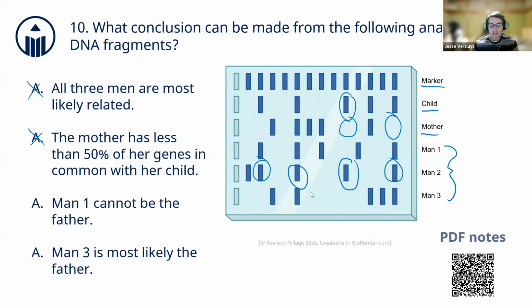And because man number one doesn't have those segments, like he also doesn't have it here, there's no way he can be the father. So this one is going to be true in this case. The last one says man three is most likely the father. No, because if we look at the same data, we can see that man two is the one that shares those in common. So for example, for that same segment we looked at before, man three doesn't have it. So again, he can't be the father. So it's going to be C for this one, which is that man number one is probably not the father. It's probably going to be man number two.